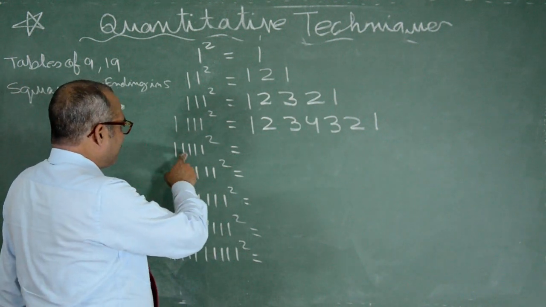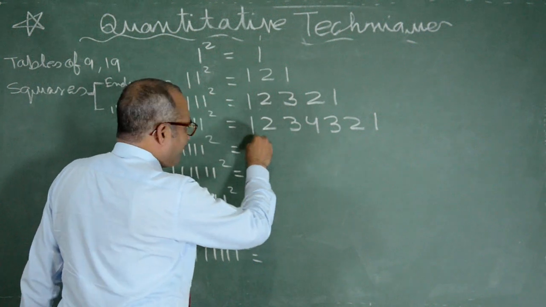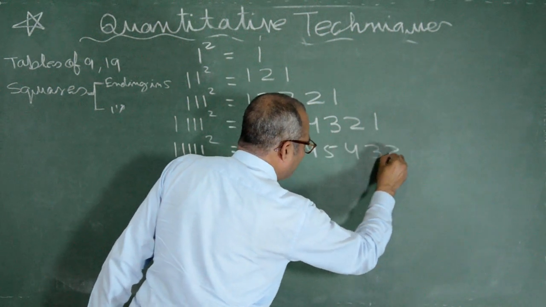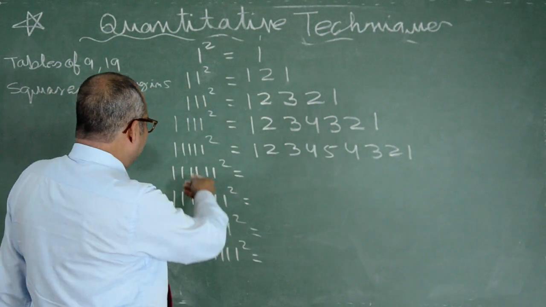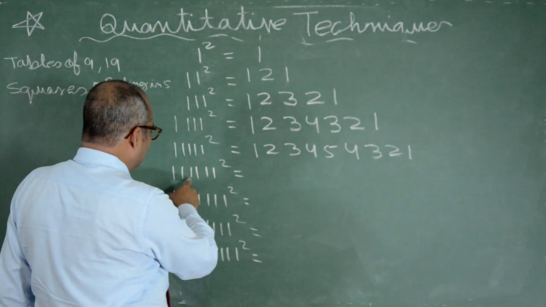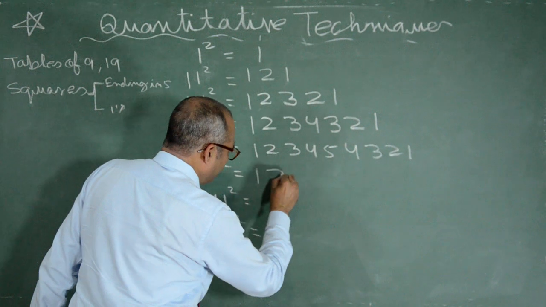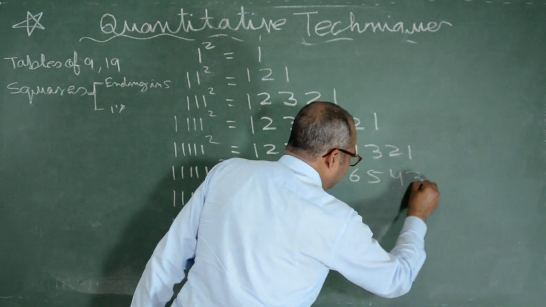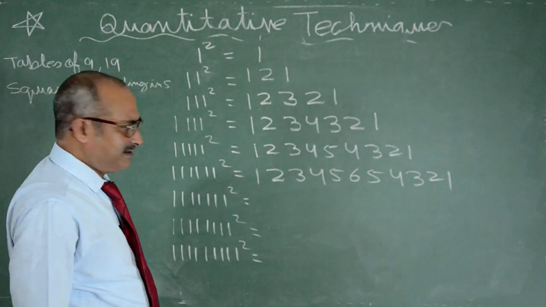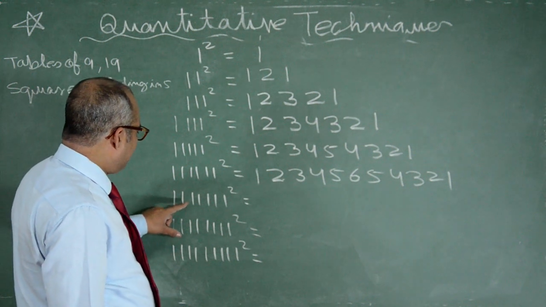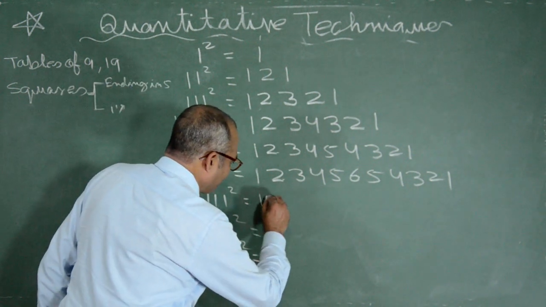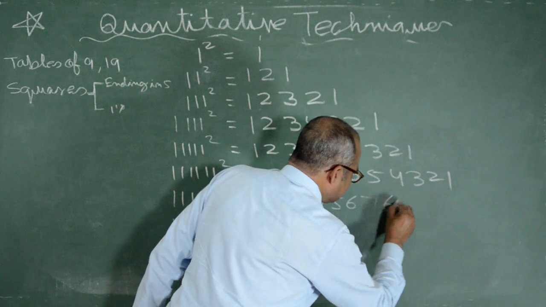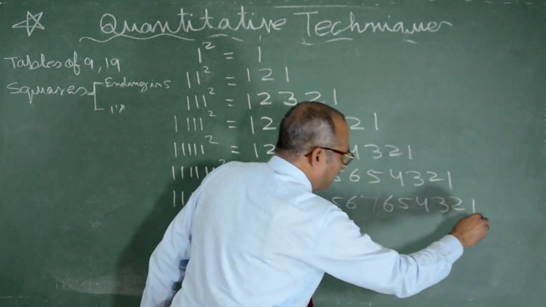How many times 1 is coming? 1, 2, 3, 4, 5. The answer will be 1, 2, 3, 4, 5. Then 4, 3, 2, 1. This is the answer. Finding the square of this number. How many times 1 is coming? 1, 2, 3, 4, 5, 6 times. Answer will be 1, 2, 3, 4, 5, 6. Then 5, 4, 3, 2, 1. This is the answer. In this case, 1 is coming how many times? 7 times. So answer will be 1, 2, 3, 4, 5, 6, 7. Then reverse 6, 5, 4, 3, 2, 1.